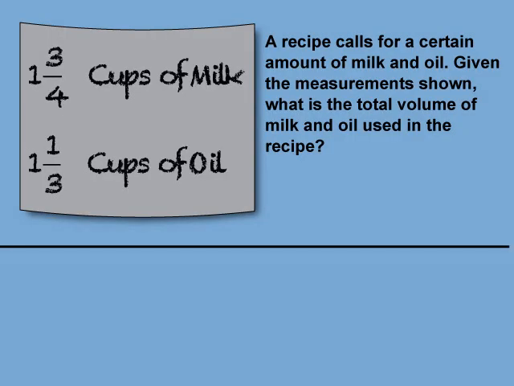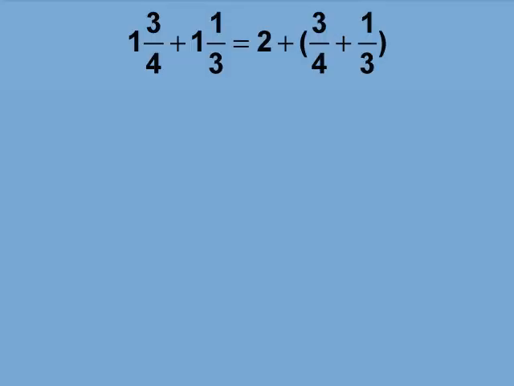A recipe calls for a certain amount of milk and oil. Given the measurements shown, what is the total volume of milk and oil used in the recipe? In this example, we are combining these two mixed numbers and get this addition statement. We can add the whole number parts and fractional parts separately. Here you see the sum of the whole number parts and the sum of the fractional parts.